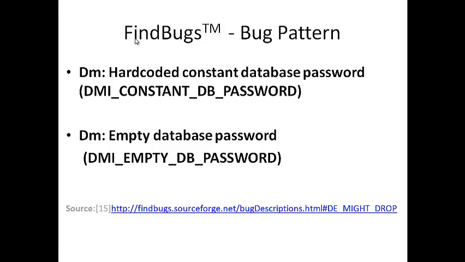Now let's see sample bug patterns that are used in FindBugs. For example, the first one, DM hard-coded constant database password. This actually creates a database connect using a hard-coded constant password. Anyone with access to either the source code or the compiled code can easily learn the password. Second example, DM empty database password. This code creates a database connect using a blank or empty password. This indicates that the database is not protected by a password.